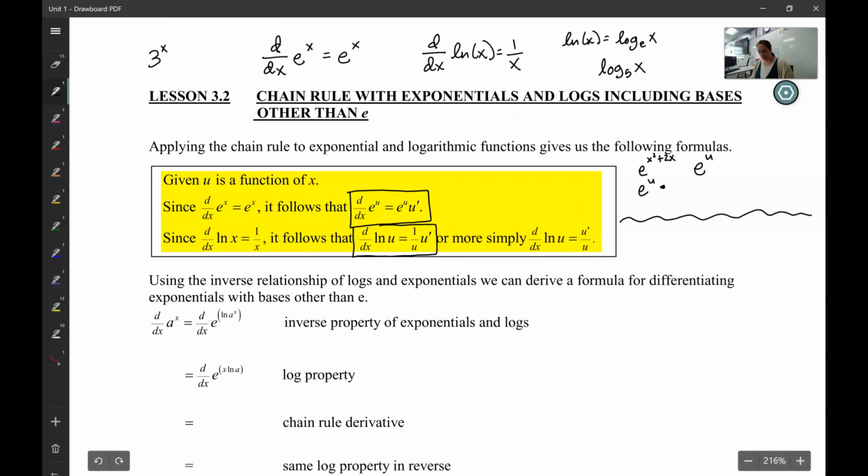times the derivative of the baby. So the derivative of x squared plus 2x would be 2x plus 2. And then I plug the baby back in. So e to the baby times 2x plus 2. Right there. And that's what this rule says right here, is e to the u times u prime. The mommy times the derivative of the baby.